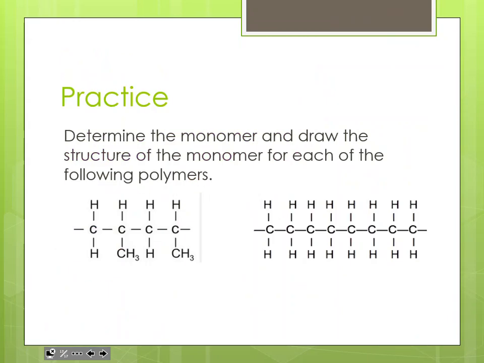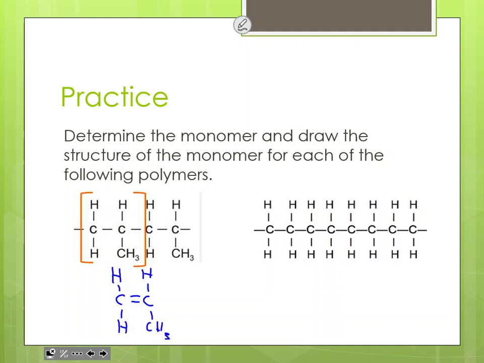Okay, so practice: determine the monomer and draw the structure of the monomer for each of the following polymers. So we need to construct an alkene that has a double bond here. First, figure out the subunit. Then all you would have to do is do what to that? Take it out and create a double bond between the carbons. Okay, you try the next one to create the monomer real quick.